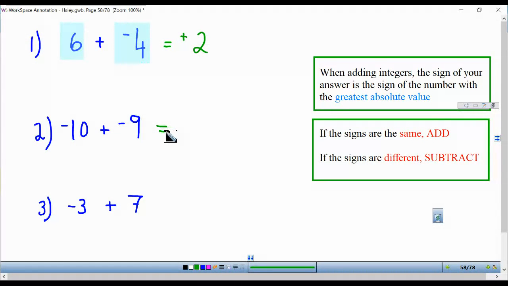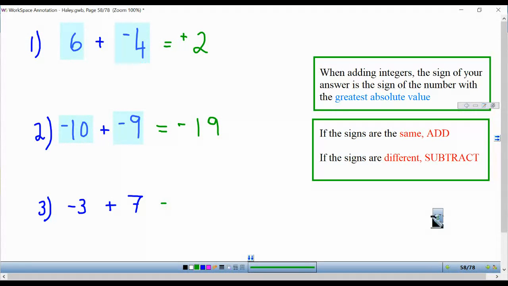Let's do this a few times because I know it's confusing. So again, this is an addition problem. I have the numbers -10 and -9. Well, they're both negative, which makes it a bit easier. But I can also ask the same question. Which one of these has the greatest absolute value? -10 does. So the answer to my problem is negative. Now that I've already determined that it's negative, I can ignore the signs in my addition problem. And because they're the same, I'll add them. In other words, 10 and 9, 19. So it's -19.